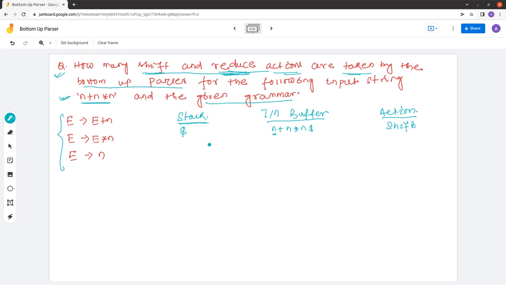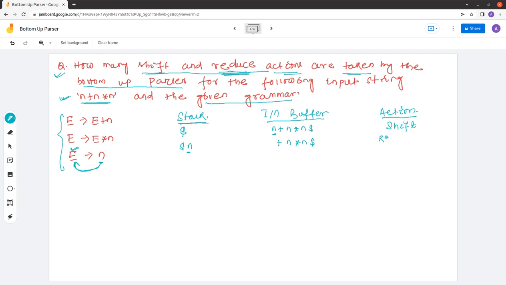Shift action we have already discussed. So the stack is $n and the input buffer is plus n star n $. Now the top of the stack contains only n. Now I'll check whether this n can be reduced or not. This n can be derived from the capital E, so we can handle this n using this non-terminal. This is called reduce action.